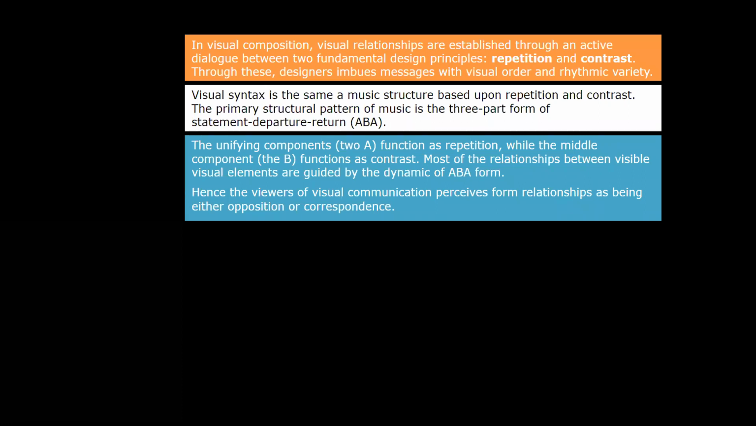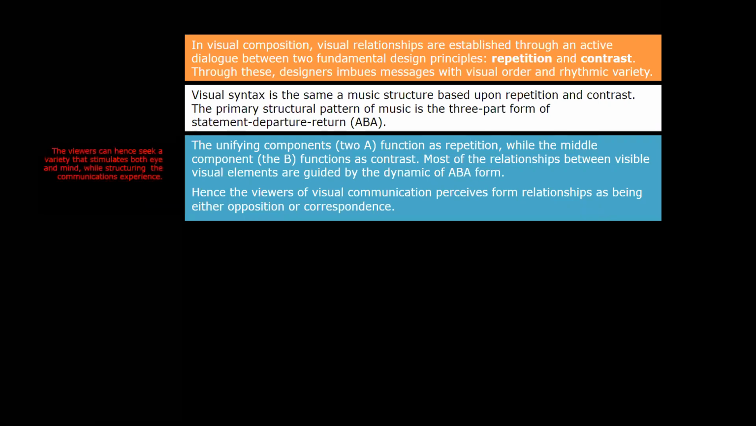Hence, the viewers of the visual communication perceive form relationships as being either opposition or correspondence. And it explains why the ABA form can guide a dynamic form of visual communication in most of the pieces, and even attract or impress our audience, creating a kind of dynamic feeling for them. The viewer can hence see a variety that stimulates both the eye and the mind, while structuring the communication experience, and then you can achieve your goal.